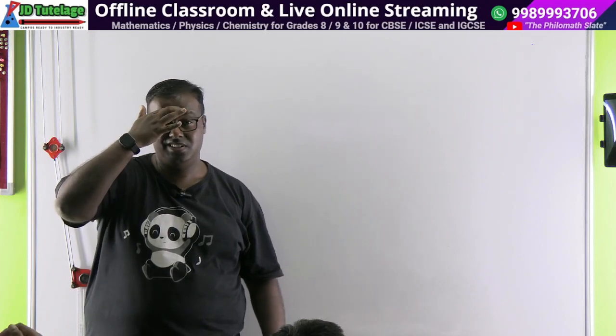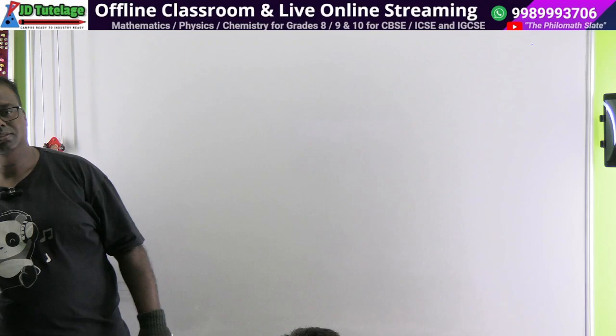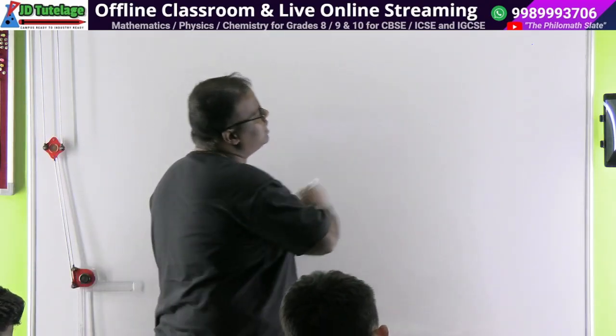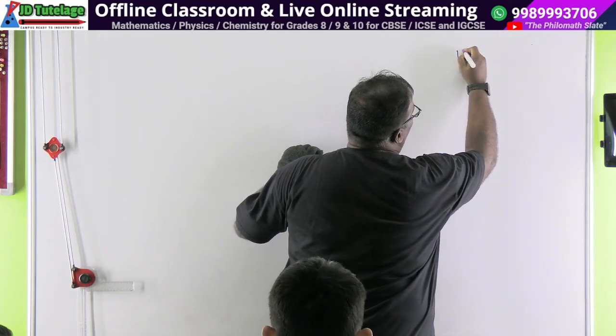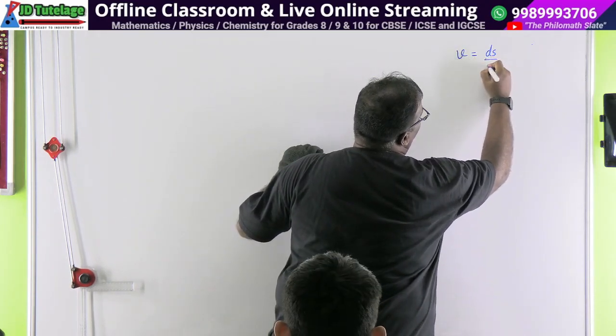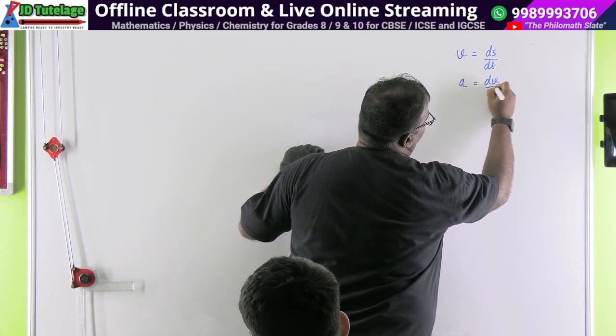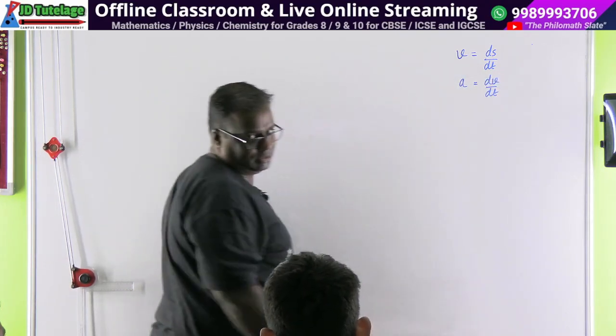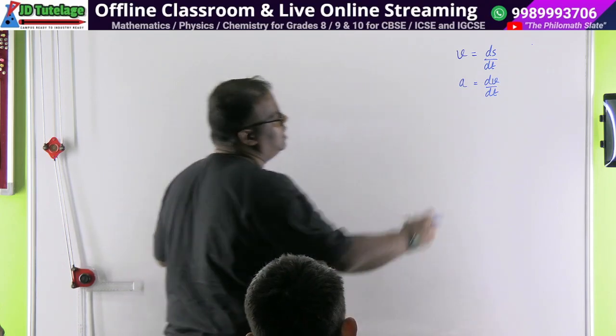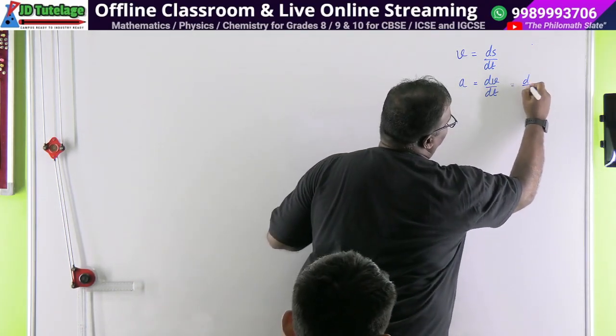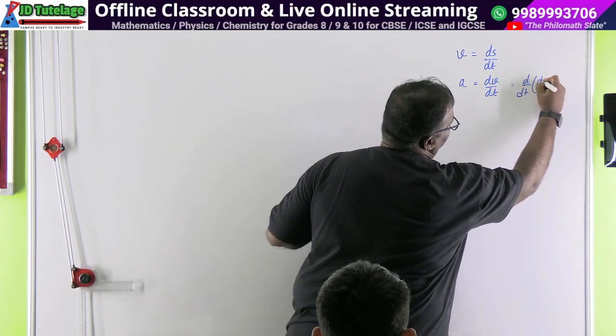How do you define acceleration? Acceleration is the rate of change of velocity. If you want to understand higher level calculus, velocity is said to be the derivative of displacement, and acceleration is said to be the derivative of velocity. ये सब 11 में पढ़ोगे. Again velocity को कैसे करेंगे? This is the derivative ds by dt.